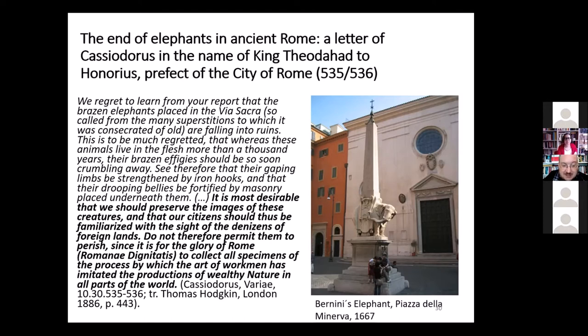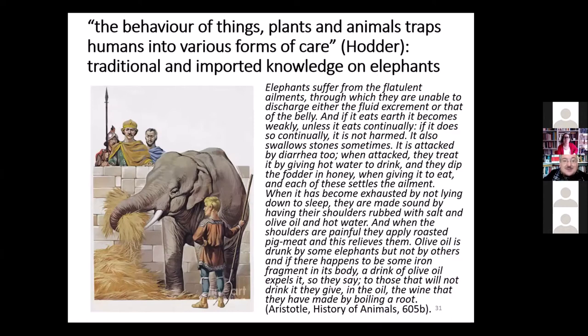And the king, or Cassiodorus, advised the prefect that it is most desirable that we should preserve the images of these creatures, and that our citizens should thus be familiarized with the sight of the denizens of foreign lands. Do not therefore permit them to perish, since it is for the glory of Rome to collect all specimens of the process by which the art of the workman has imitated the production of wealthy nature in all parts of the world. It wasn't until later under the popes that we have again such symbols of universal rule, like Bernini's elephant, which you all know. So this letter is also one marking point of the end of classical antiquity, one could say, with regard to elephants.